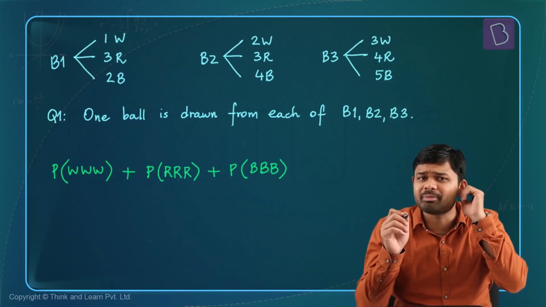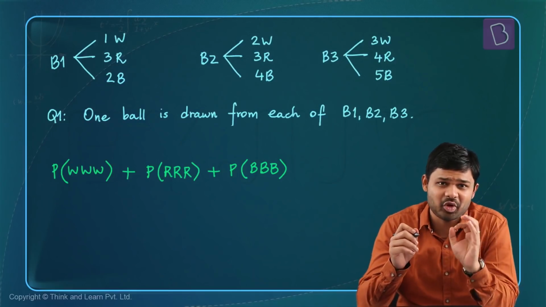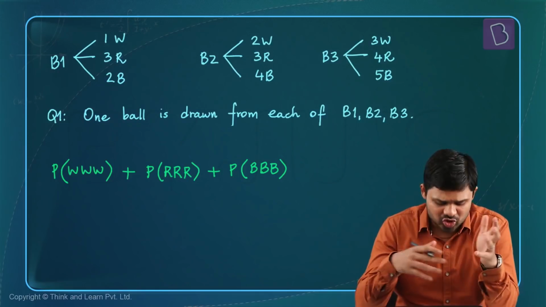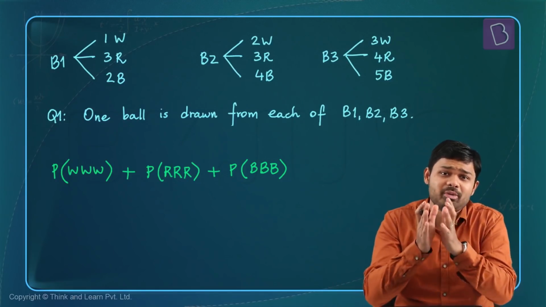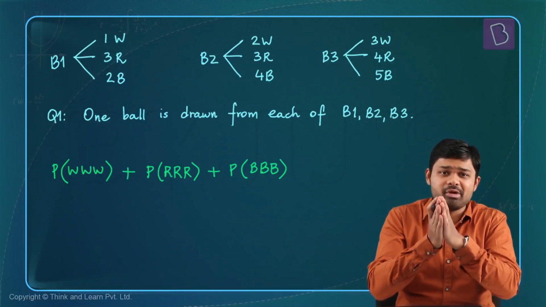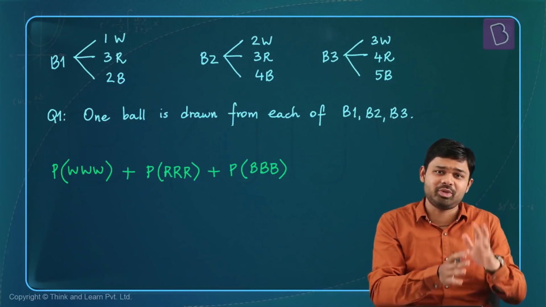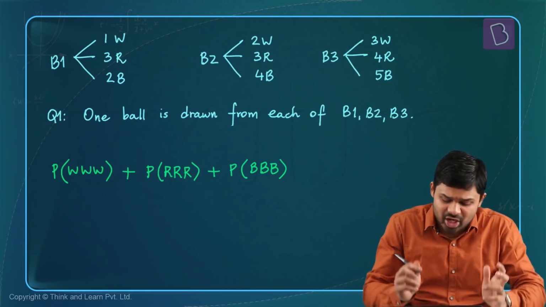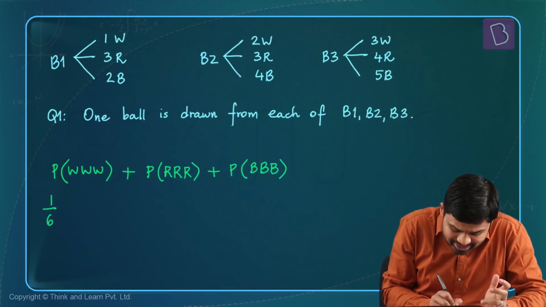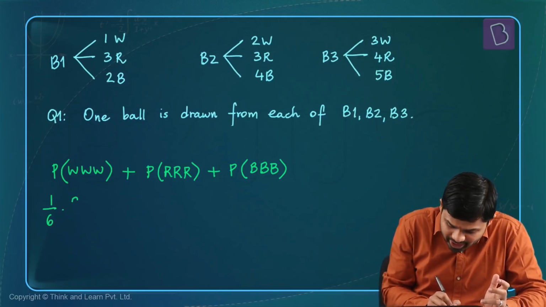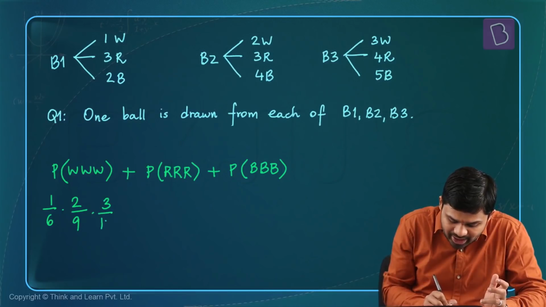So now the probability of drawing white from the first box, that's independent of drawing white from the second and the third. So all these will be independent events. So the probability of white, white, white will be probability of white from box 1 multiplied by probability of white from box 2 multiplied by probability of white from box 3. And that same logic will apply for the reds as well as for the blacks. So what is the probability of white from box 1? Well, that's going to be 1 divided by 6. Probability of white from box 2, that's going to be 2 divided by 9, and the probability of white from box 3 is 3 divided by 12.